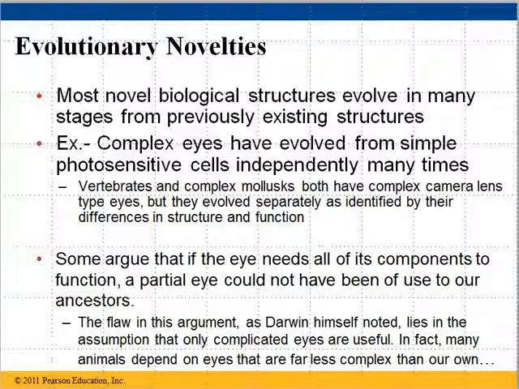But that's pretty much a flawed argument, and Darwin noted the flaw in this argument because it lies in the assumption that only the complicated eye that, say, a human has is useful. And in fact, there are many, many creatures that use eyes that are far less complex than ours, and they get along just fine. So there are some creatures that have nothing but some light-sensitive pigment cells, and then there are creatures like us who have very complex eyes. So any portion of an eye or a precursor to the eye we have is likely to be helpful.